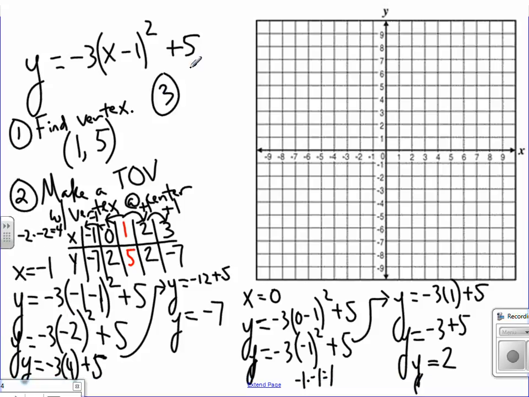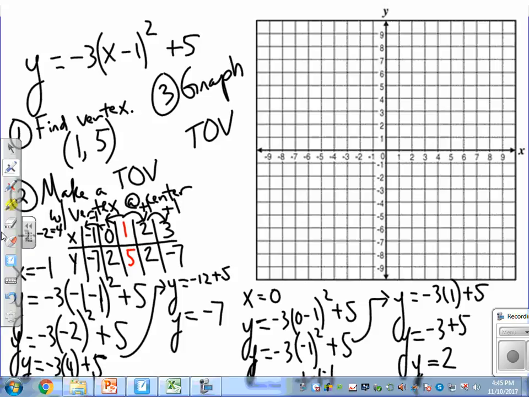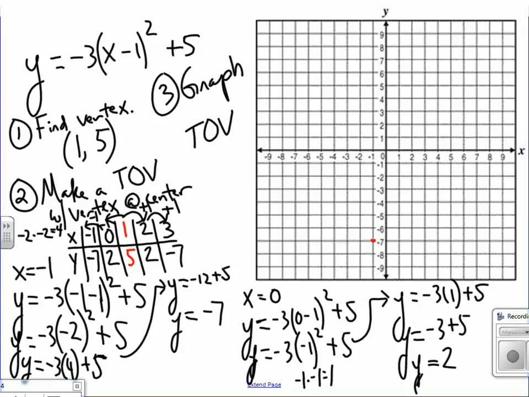Step 3. Graph table of values on your coordinate plane. Let's start from the far left and go to the right. -1, -7. And I'm going to do this in red so it's distinguishable. -1, -7, 0, 2. 1, 5. X is 1, y is 5. 2, 2. And then lastly, 3, -7.